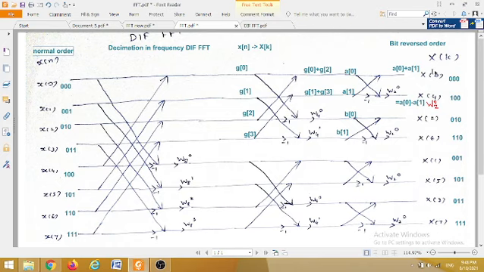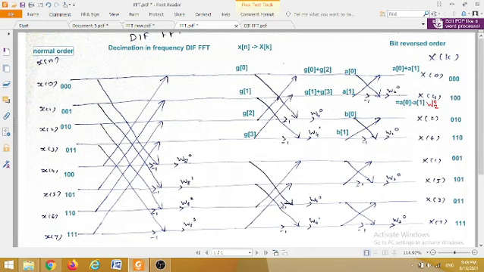So here we don't have any particular order. After 0 we have 4, then 2, then 6, then 1, then 5, then 3 and then 7. But this order is called the bit reversed order, because when you represent this in binary form and reverse the bits, you get the actual order of the output sequence. So that is the DIF-FFT. In DIF-FFT, first we have the 8-point butterfly structure, then two 4-point, then four 2-point. So this is the structure of the DIF.